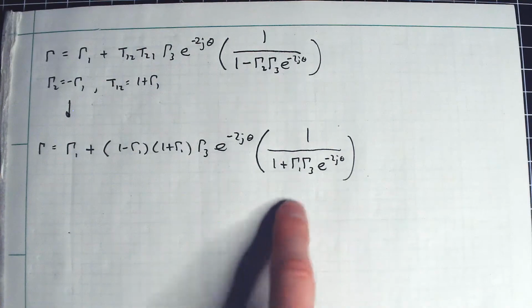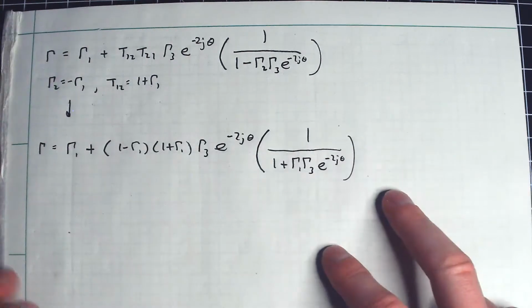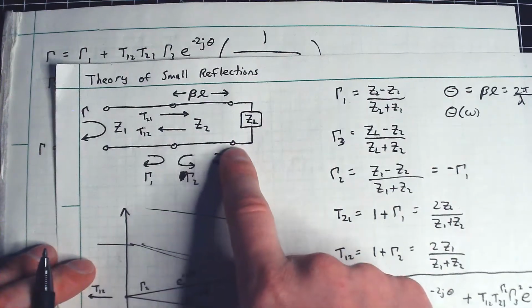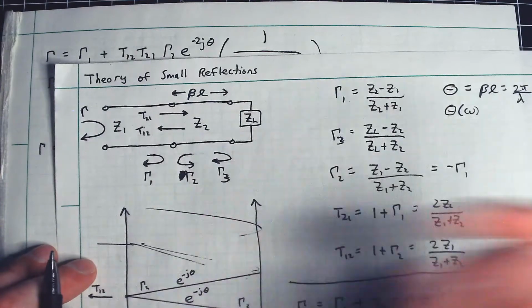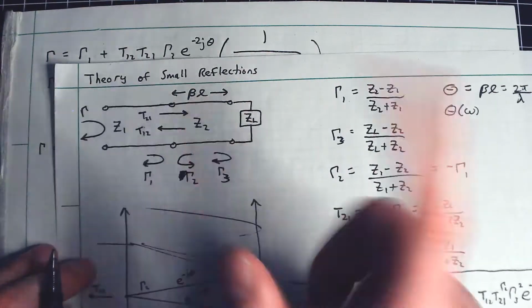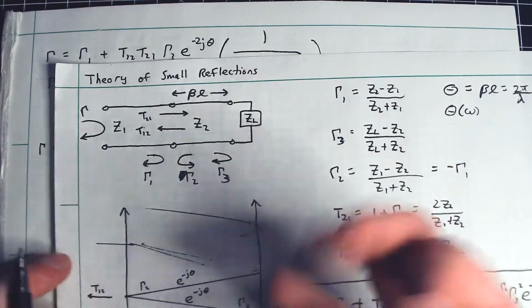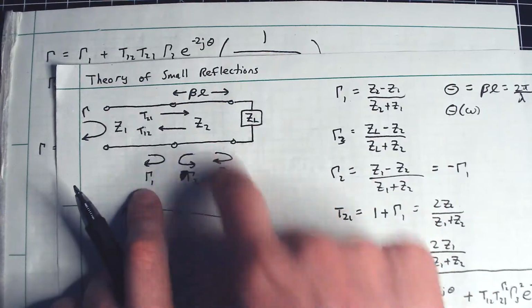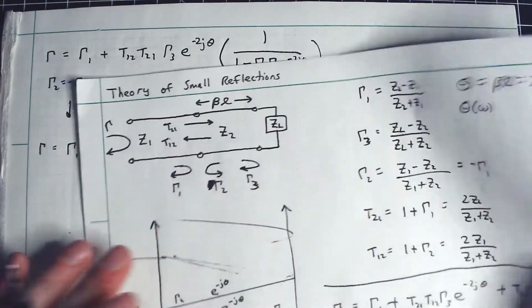So you notice we've broken everything down into basically 3 contributions. You have the initial reflection here, this partial reflection. There's the reflection off the load over here, and we've taken away everything in terms of this gamma 2. So that term has disappeared. So the only parameters that really matter is this reflection, and this distance.